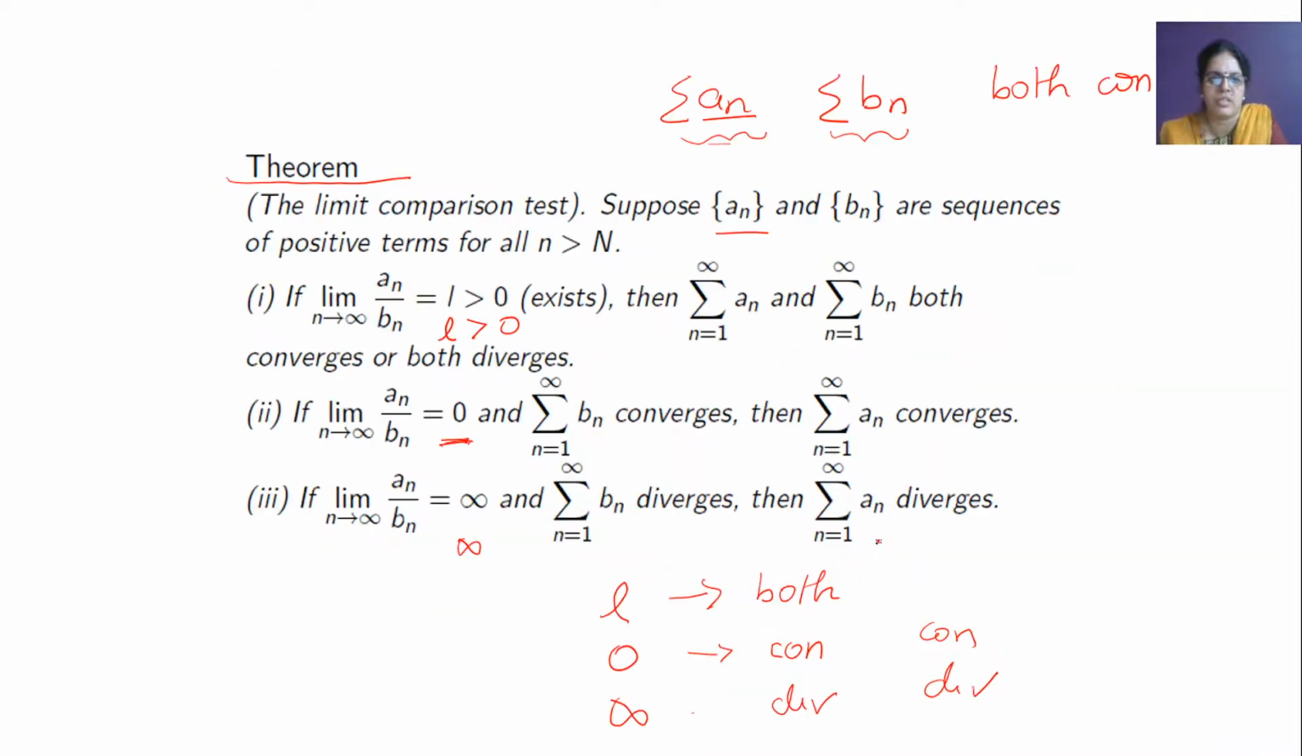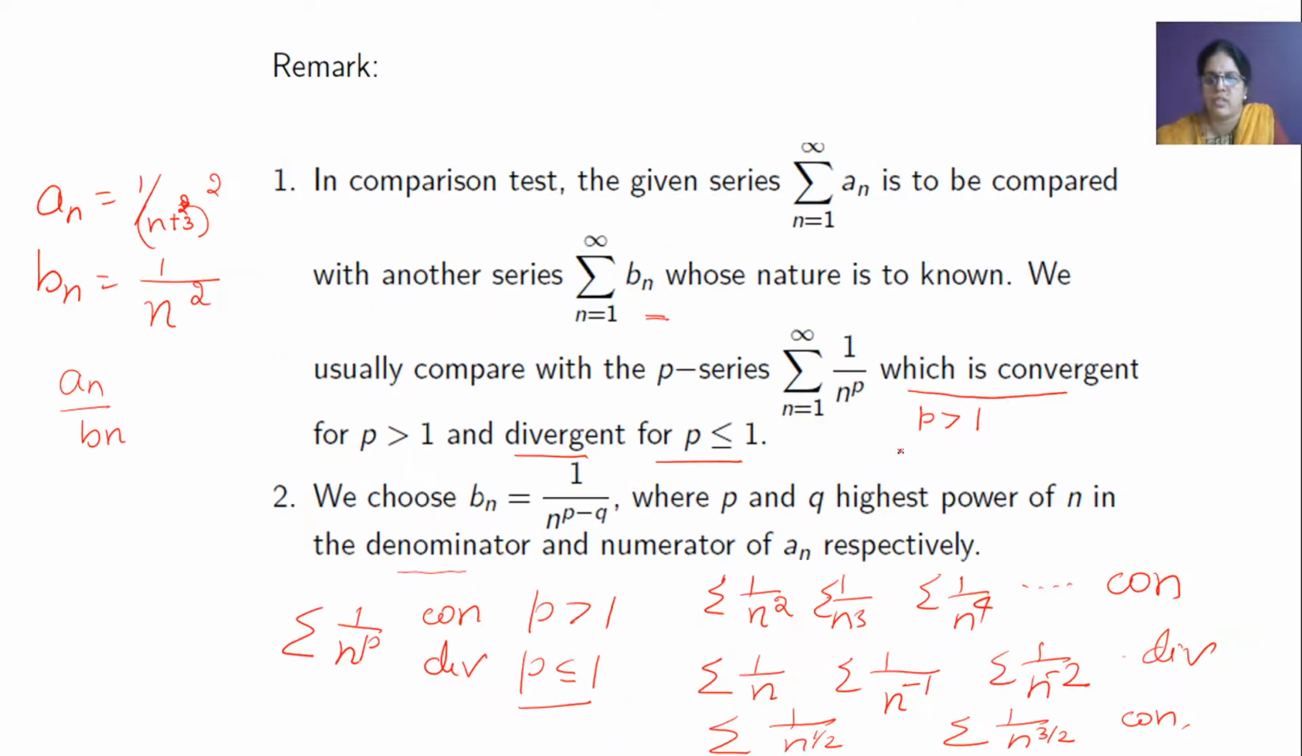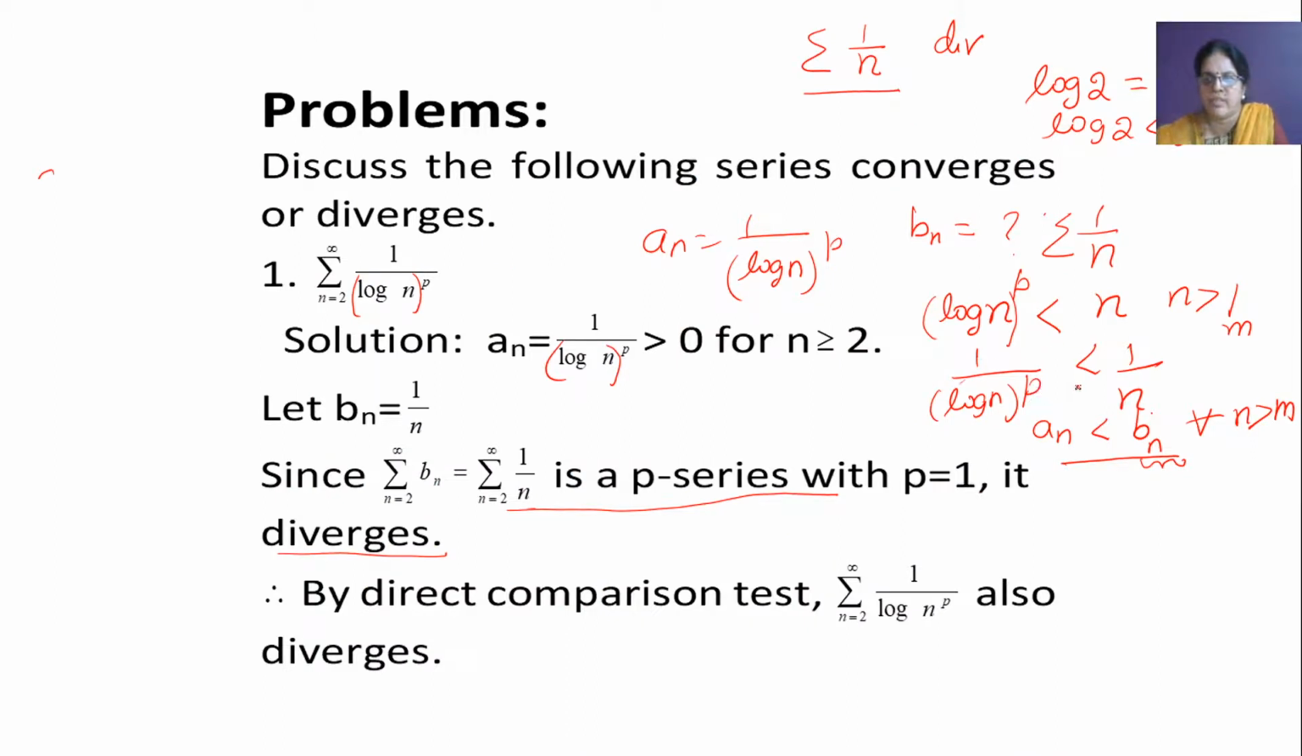You can just note the second point under the direct comparison test. If an is greater than or equal to cn and sigma cn is divergent, it implies sigma an is also divergent. So here we have the same thing. I am taking the reciprocal. This is actually greater than, so this is of the type greater than. To be more clear, I will denote it by cn. So it is the same as the second case of the direct comparison test.